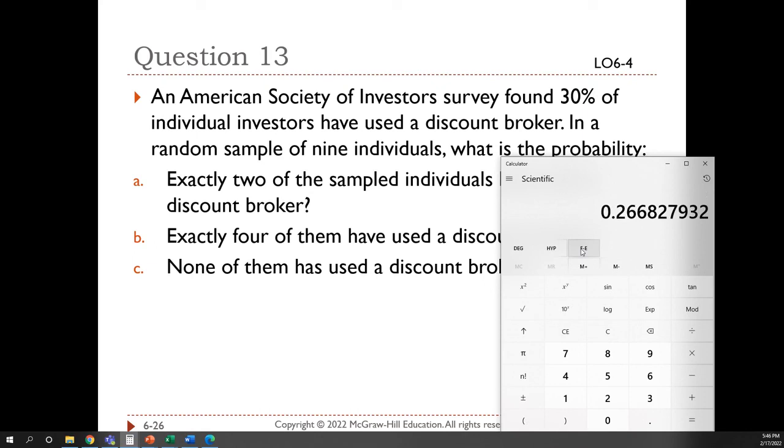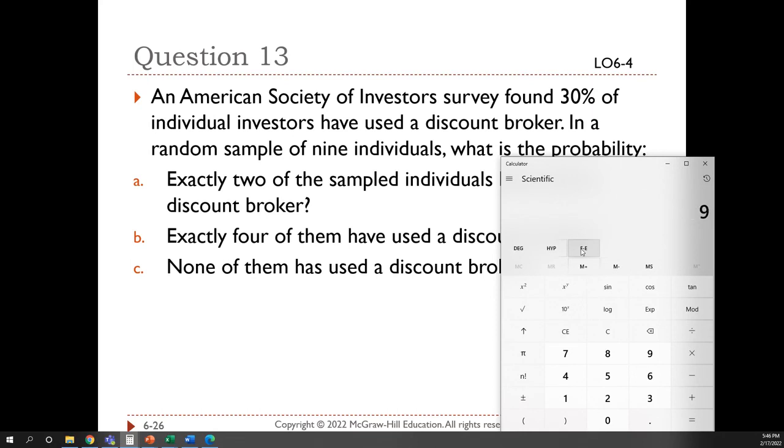So we're looking at 0.2668, that exactly 2 will happen. Now we're going to do the same thing for 4 and 0. Okay? So 4, same thing that we got going on.